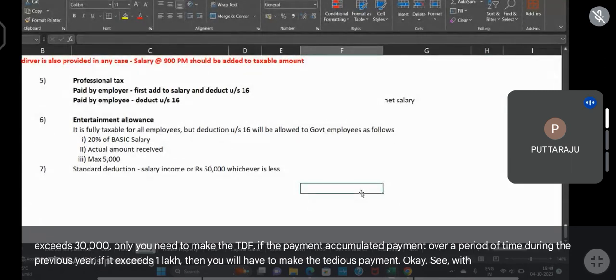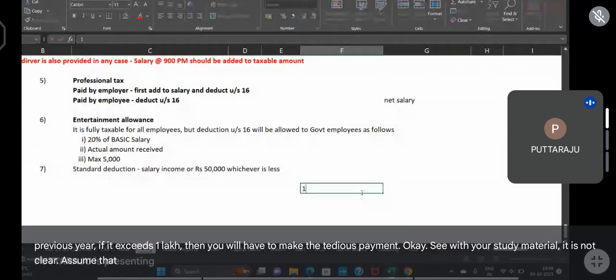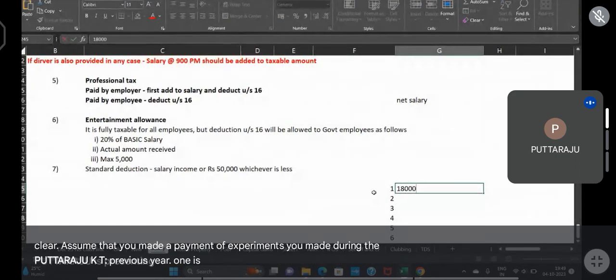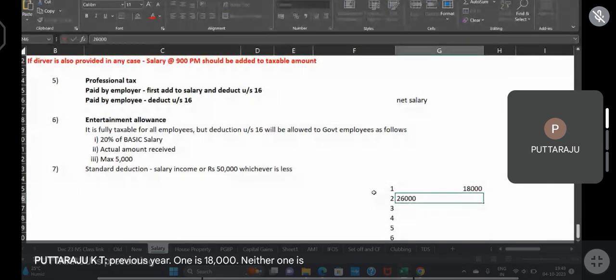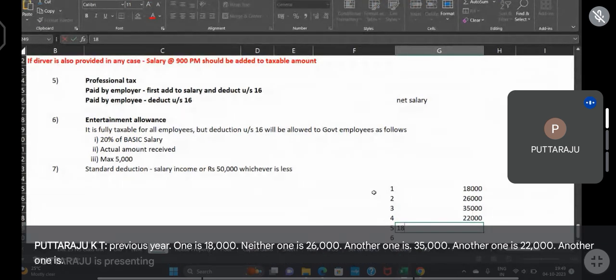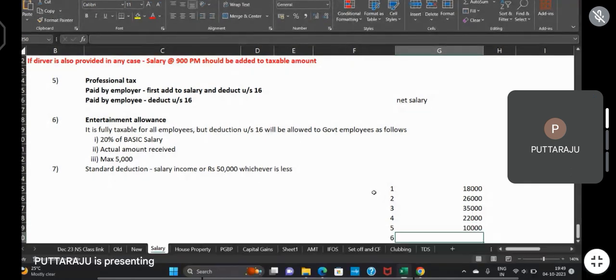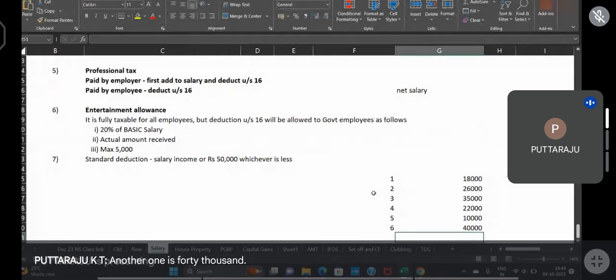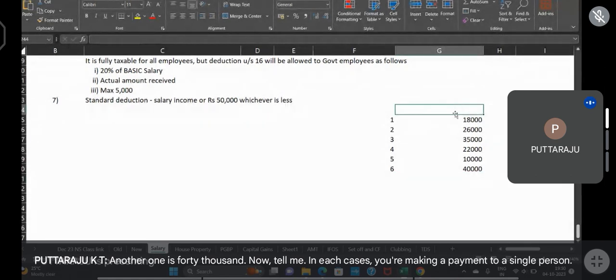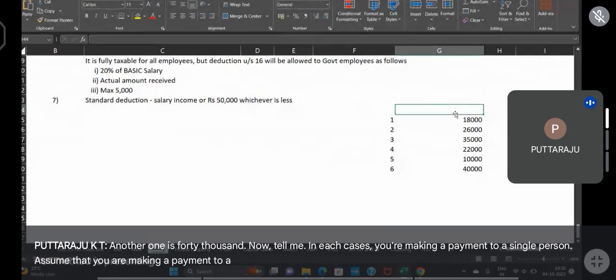See, with your study material, it is not clear. Assume that you made 6 payments during the previous year. One is 18,000, another is 26,000, another is 35,000, another is 22,000, another is 10,000, another is 40,000. Now tell me, in each case you are making a payment to a single person. Assume that you are making payments to a contractor on whom you made 6 payments during the previous year.